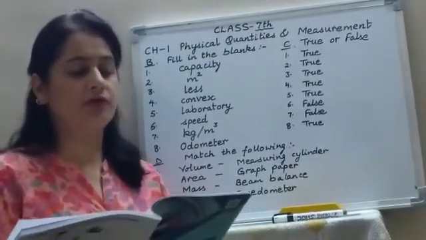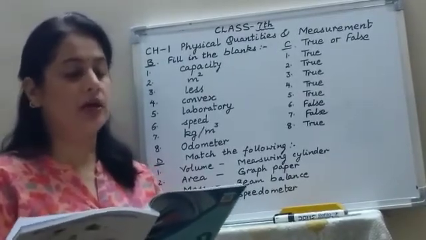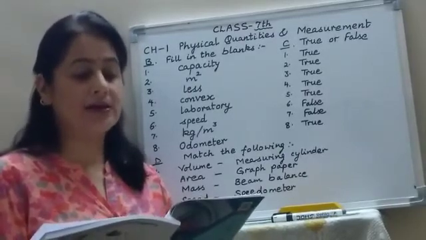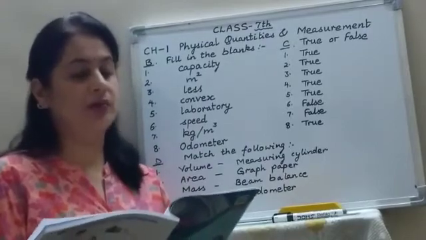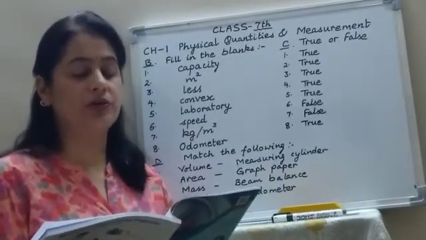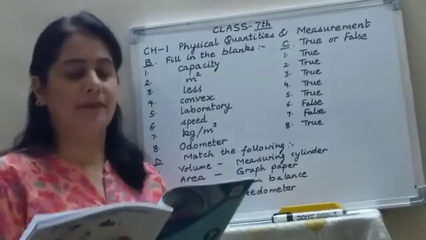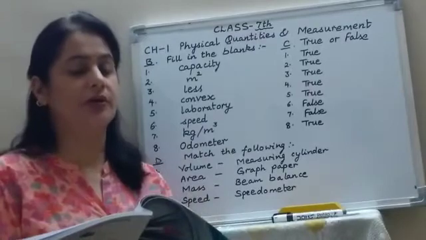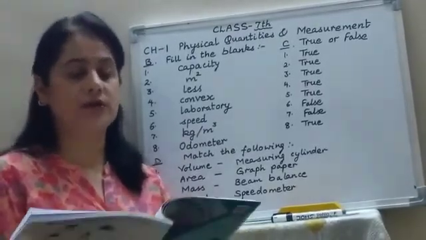Seventh part, which of the following could not be a unit of speed? Now A part is kilometer per hour. Yes, this is the unit of speed. B is second per meter. This cannot be the unit of speed because the unit of speed is the unit of distance upon unit of time. Here unit of time is in the numerator, unit of distance in the denominator. So B part is the answer. This cannot be the unit of speed.